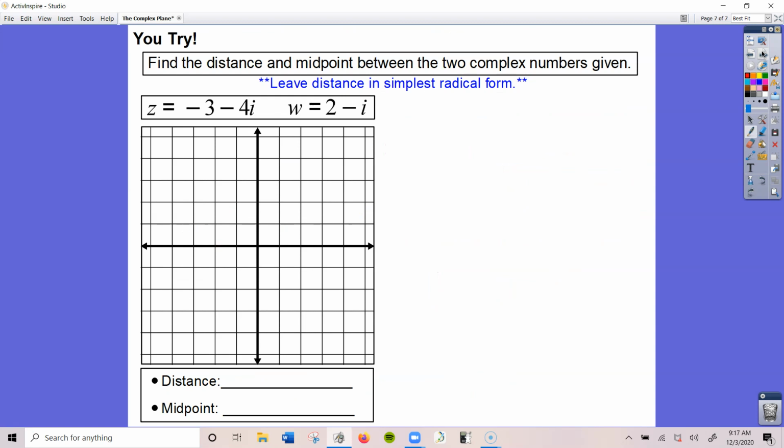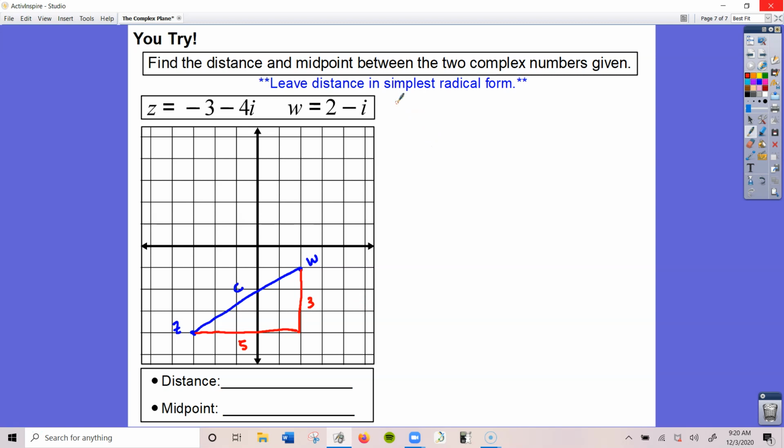Let's try it one more time. Here I have that z is equal to -3 minus 4i. So here's z. And then I have w is at 2 minus i. So this is the distance that I'm trying to calculate, which is c in my triangle, because I'm going to use the Pythagorean theorem. And so I'm going to create here my triangle. I have this distance here is 1, 2, 3, 4, 5, and this distance is 3.